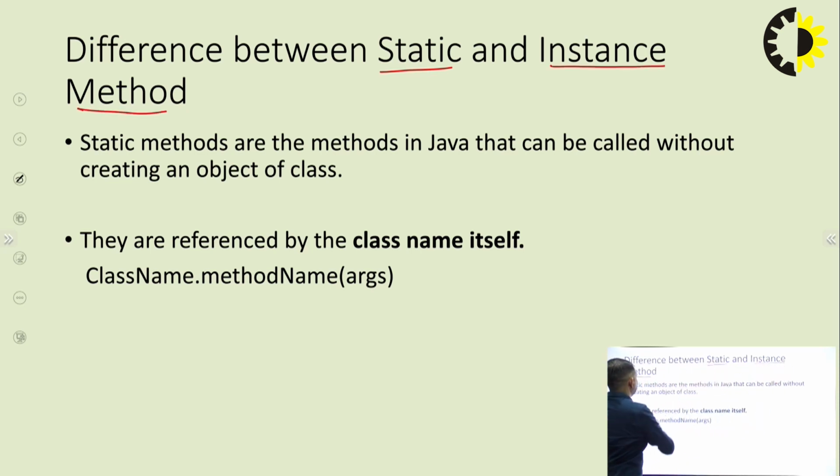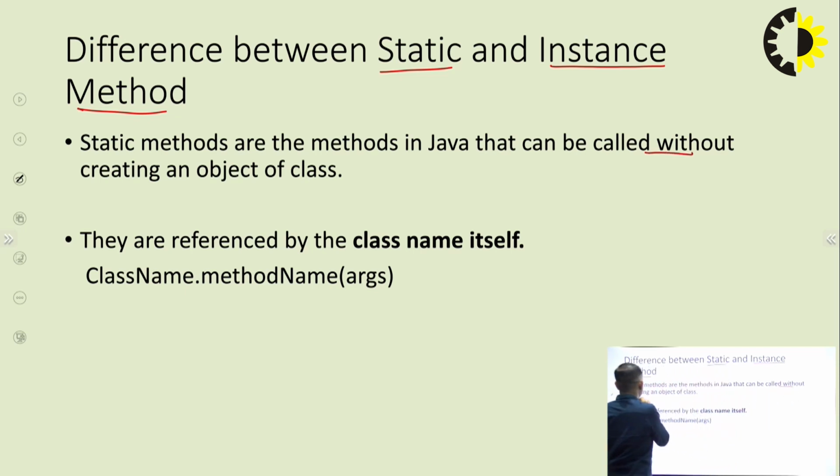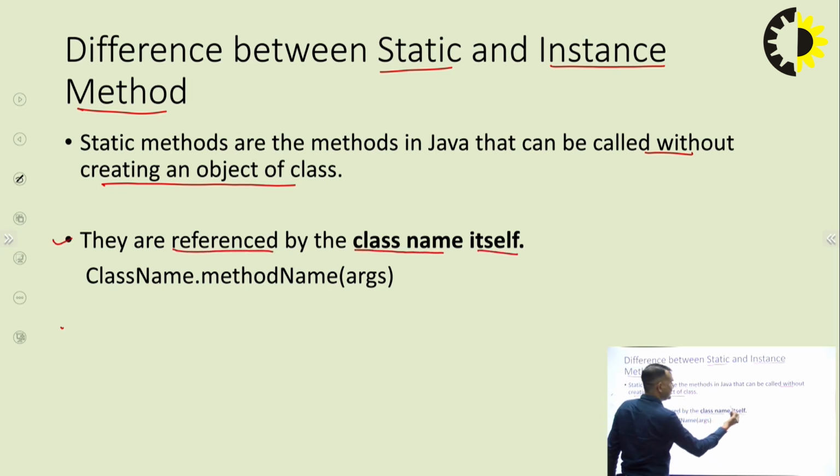Static methods are methods in Java that can be called without creating an object. Once declared static, we have no need to create an object of the class. We can directly call the methods. They are referred to by the class name itself. When we have not created an object, we call them directly through the class.